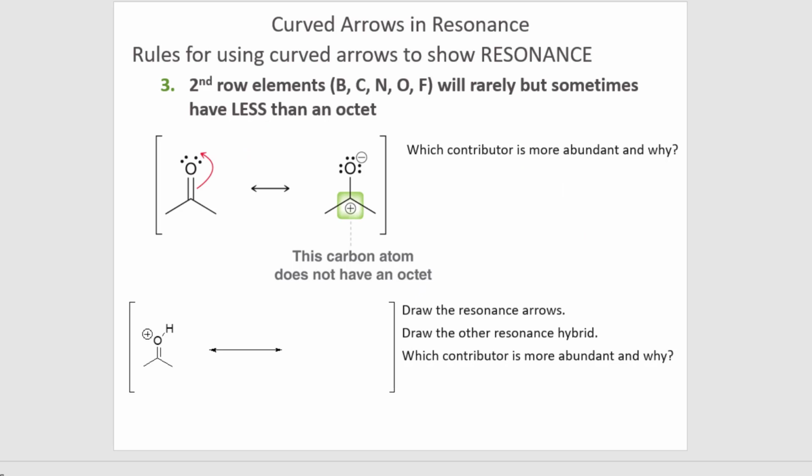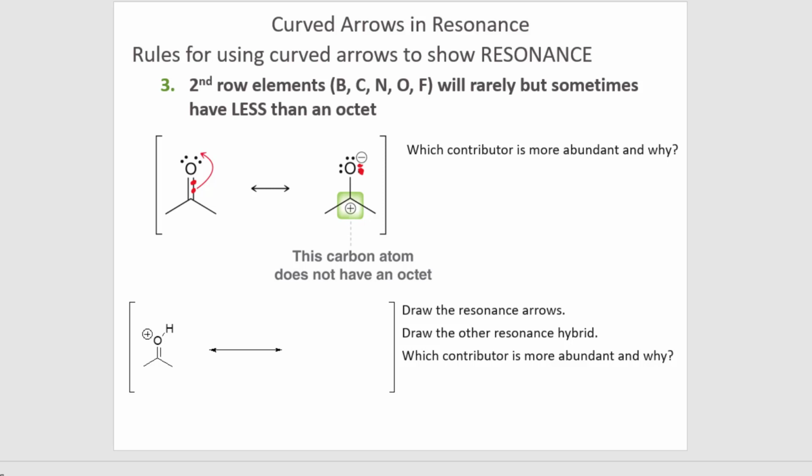Number 3, second row elements will rarely, but sometimes, have less than their octet. So if you'll notice, this arrow is okay. If I take this pi bond, so take the 2 electrons that make up the pi bond and pull them out of being the double bond and shove them into the oxygen. So now they act as a lone pair. I took them from a bond and pushed them into the oxygen, making it a lone pair.